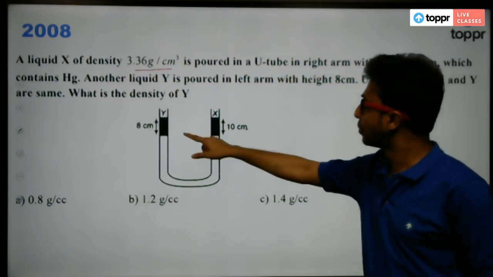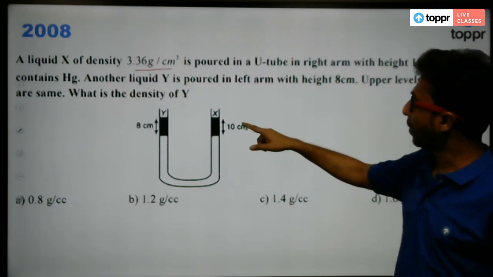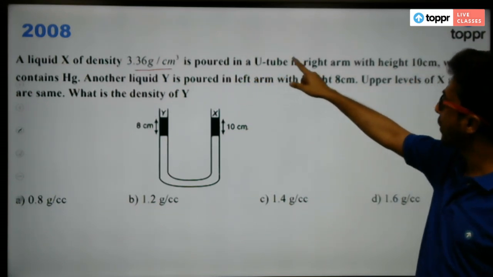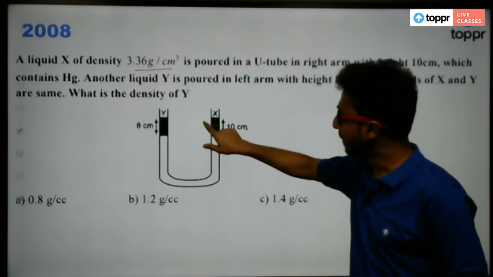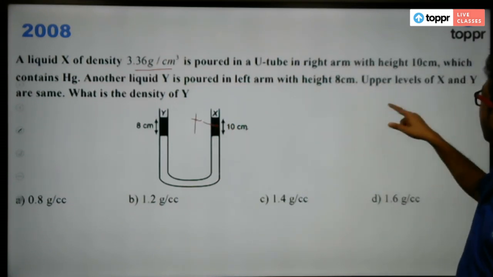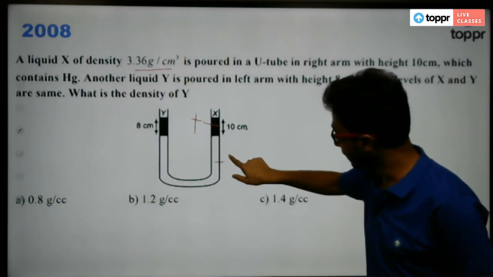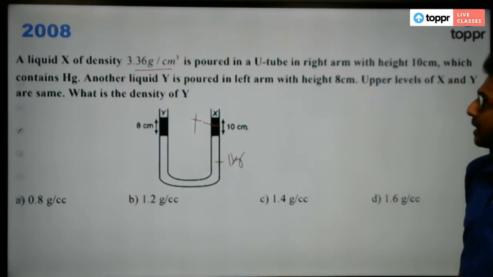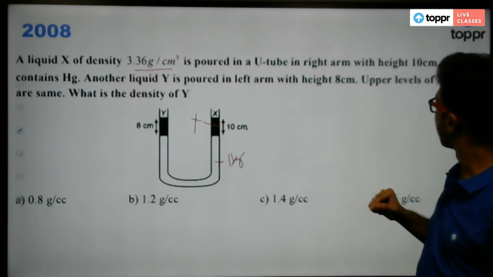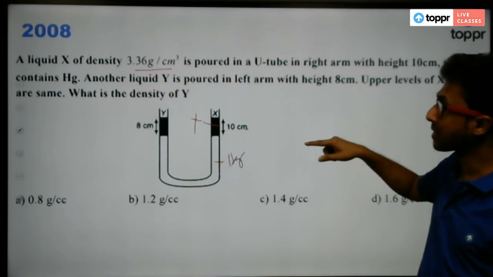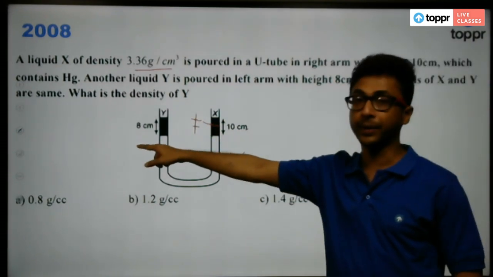a U tube in the right arm with a height of 10 centimeter. So this is the liquid X, right? Which contains mercury. So this is mercury. Another liquid Y is poured in the left arm with height 8 centimeter. Upper levels of X and Y are same. So this level is same. What is the density of Y?